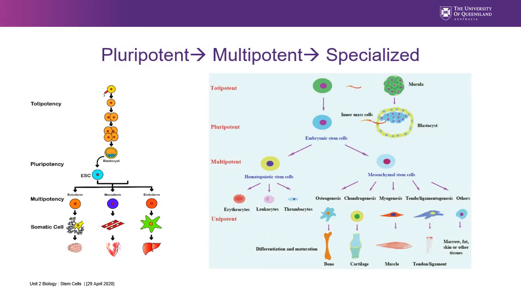The diagram on the left you've seen before. The zygote is originally totipotent because it can differentiate into either embryo or into placenta and umbilical cord. Embryonic stem cells are pluripotent. They can differentiate into any other type of cell. As cells start to move towards specialization, we say they are multipotent, but they are still not fully differentiated.